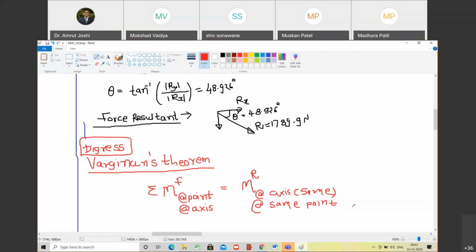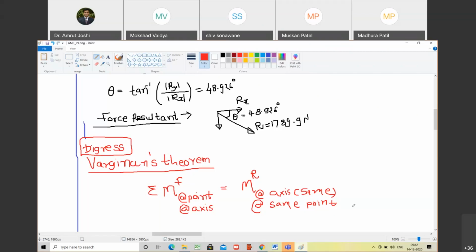So it states that the summation of momentum. Momentum no, momentum is different. Moment of inertia, no, moment of inertia is different. Moment of force. I'm really sorry. Okay. Summation of moment of force of different forces at a particular point along a particular axis is equal to the moment of force of the resultant of all those forces along the same axis and at the same point. Perfect. So what points do you need to remember?